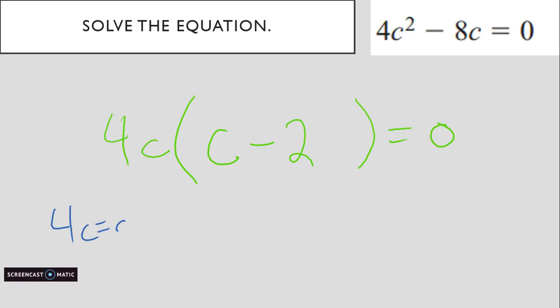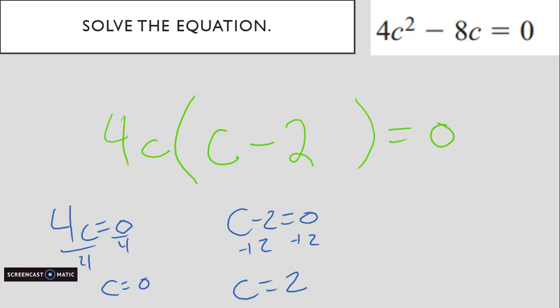4c equals 0, one option. c minus 2 equals 0, our other option. We're going to divide by 4 on both sides. So c is 0. We're going to add 2 to both sides. So c is 2. And again, those are your two options that are going to make this statement true.